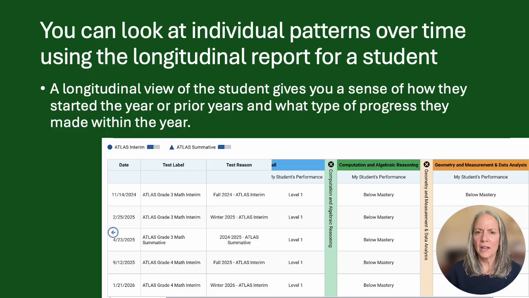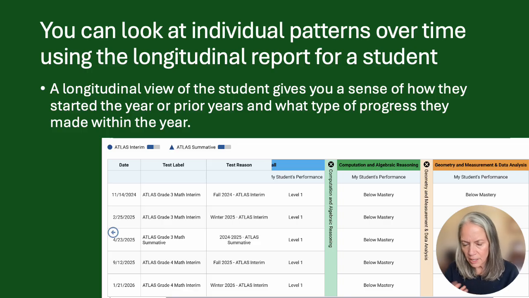But maybe about the concepts they're learning and what they might strengthen and what they might target for going deeper or higher in their learning. So in this particular screenshot, I've got a view of a longitudinal report that gives me progress over time. This is third grade math, fall interim, winter, then the summative at the end of third grade, and then fall and winter interim for fourth grade.